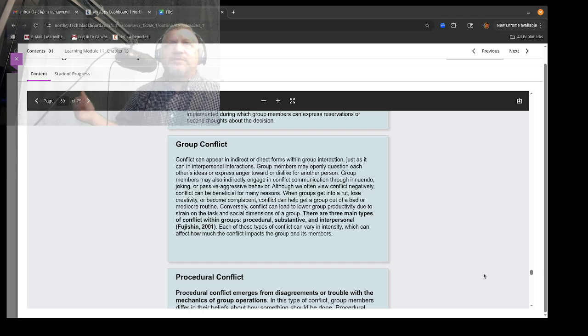We tend to look at group conflict as a negative, but in reality, we can spin it into a positive. We can learn from it. There are three main types of conflict within groups: procedural, substantive, and interpersonal.